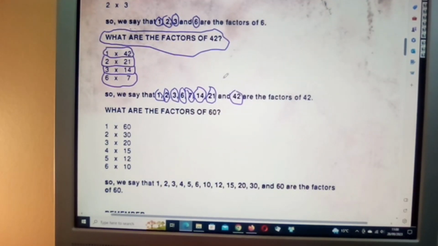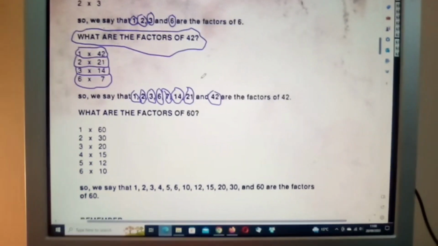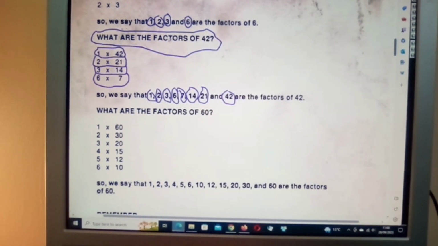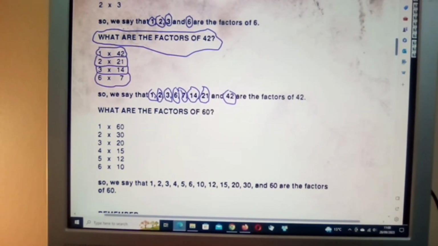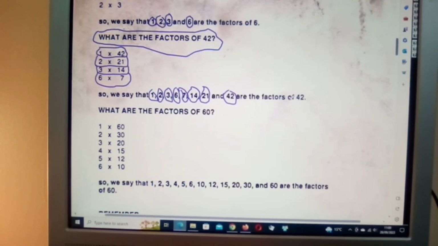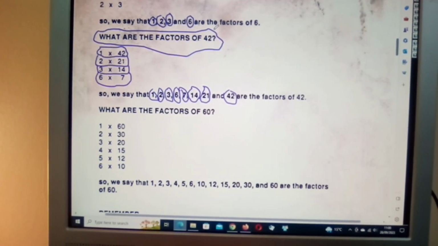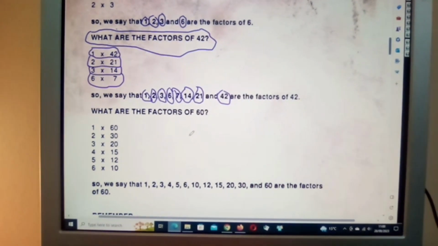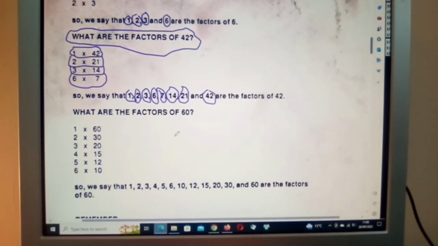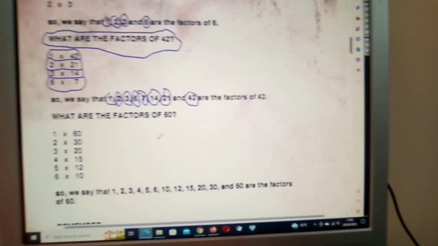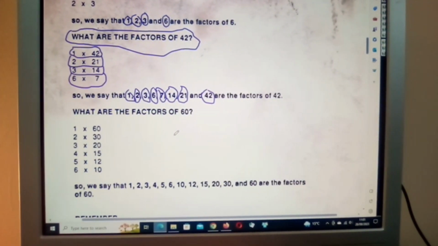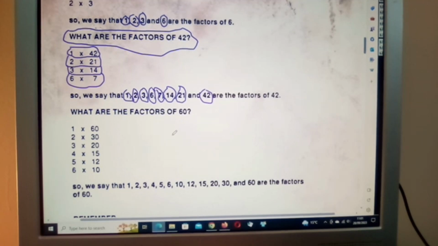Now if you look here, we almost have a repetition, haven't we? We know 1 is a factor of 6, whereas 1 is also a factor of 42. We have 2, which is a factor of 6, and 2, which is also a factor of 42. We have 3, which is a factor of 6, and 3, which is a factor of 42. So most numbers will have a link to another number which can form a factor thereof.